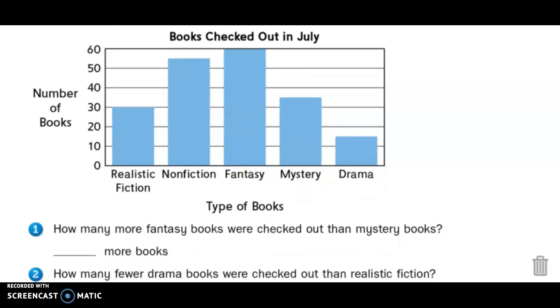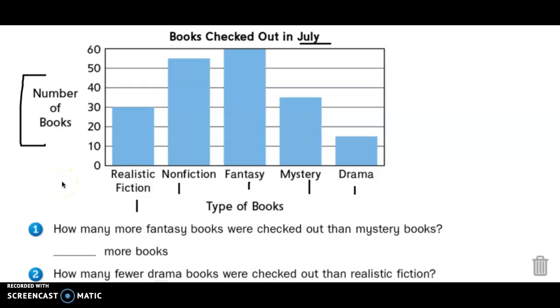It says use the bar graph to solve the problems below. So let's check out this bar graph. Books checked out in July. So all of these books that were checked out were all in July. That makes sense to me. And down here we have our different types of books. And on the left side, we have the number of books. So for each category, there's a different number of books.